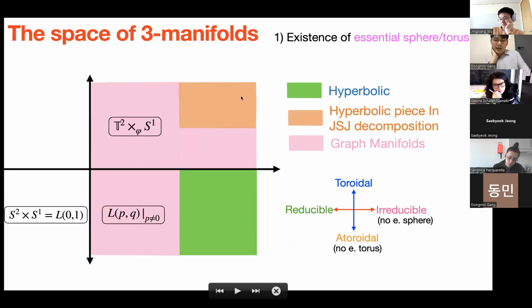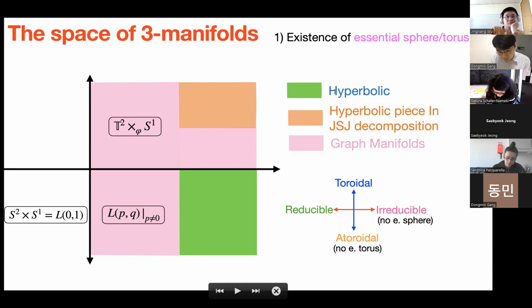Then mathematicians studied the further classification of this irreducible piece, and the irreducible piece can be divided into two parts, which are the toroidal and atoroidal. Among the atoroidal, there's a very famous class, which is called the hyperbolic cases. And there are also some non-hyperbolic atoroidal manifolds.